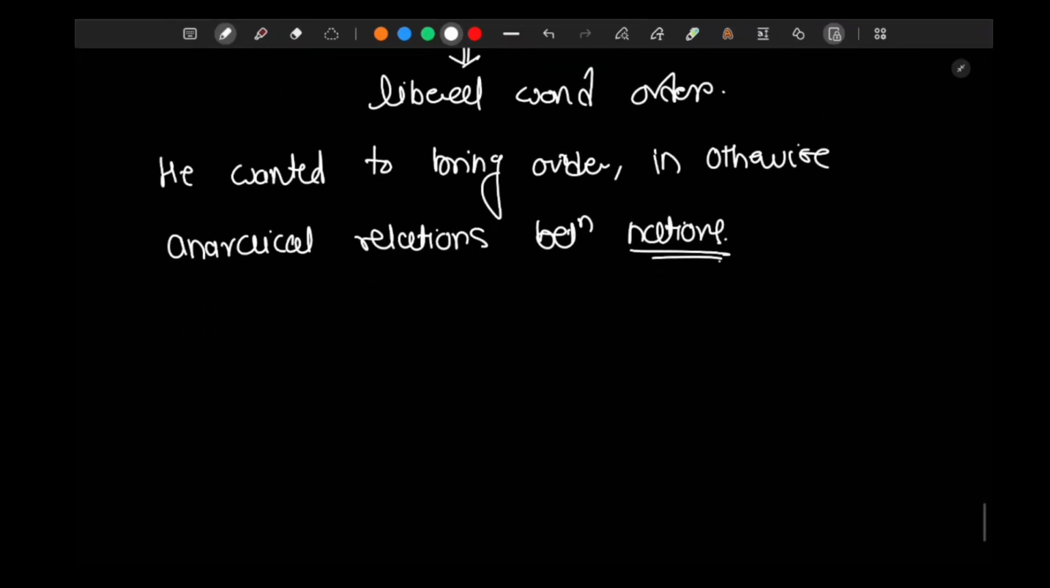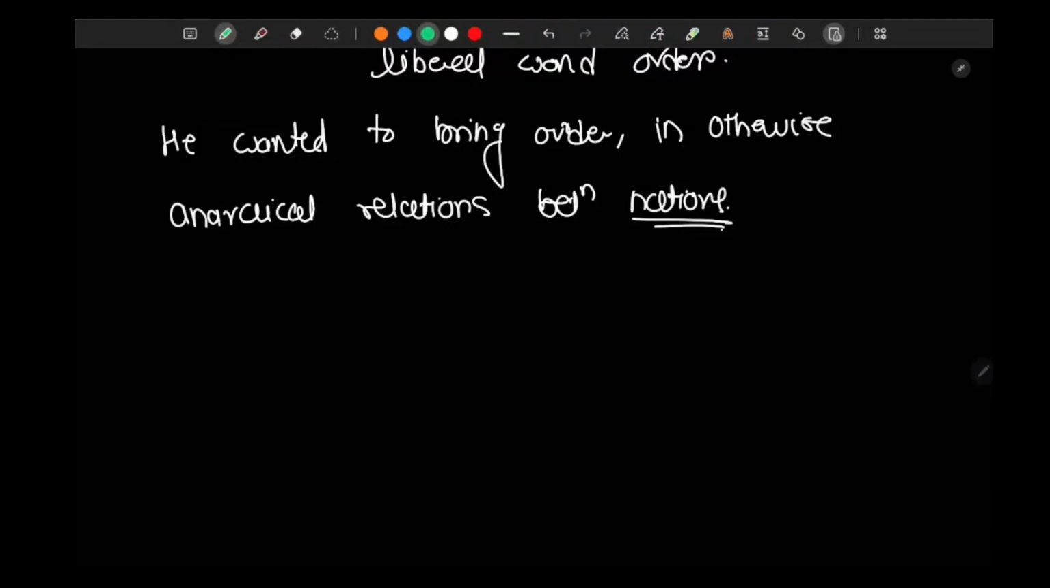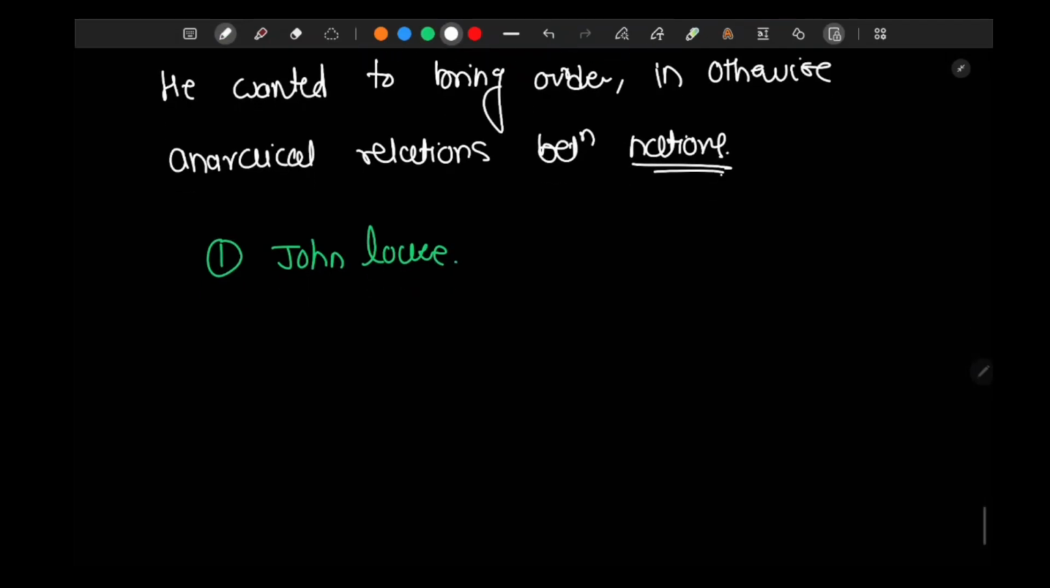To understand liberal world order, or the liberal or idealist school, or Wilson's vision, you have to understand the influences on him, right? Influences on his 14-point speech. The first influence is John Locke. What John Locke suggests on an individual level.